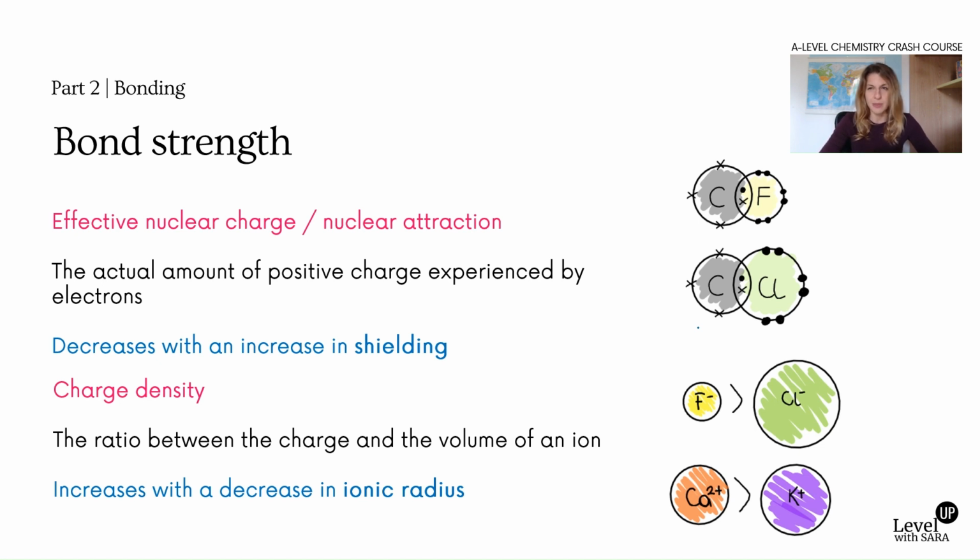So always think about how these atoms are held together. Well, in the covalent bond, we have the pair of electrons attracted to the nucleus, so the nuclear attraction is what is going to affect the strength of the bond. Of course, this decreases with an increase in shielding, so in the atomic radius. If we're talking about ionic bond, then we can compare the charge density, because the higher the charge density, the stronger the bond.